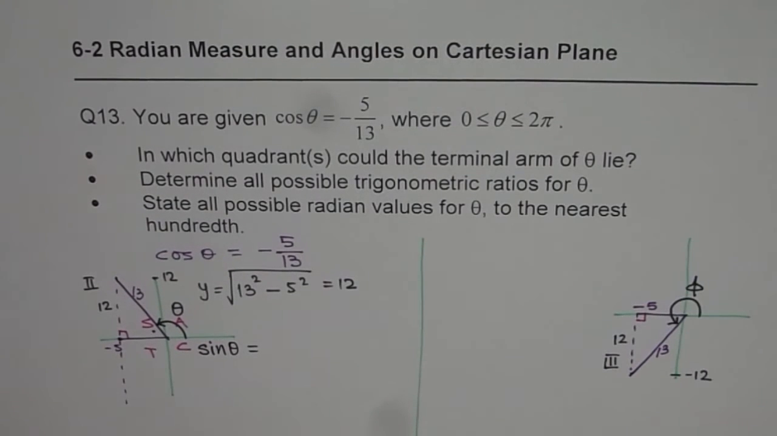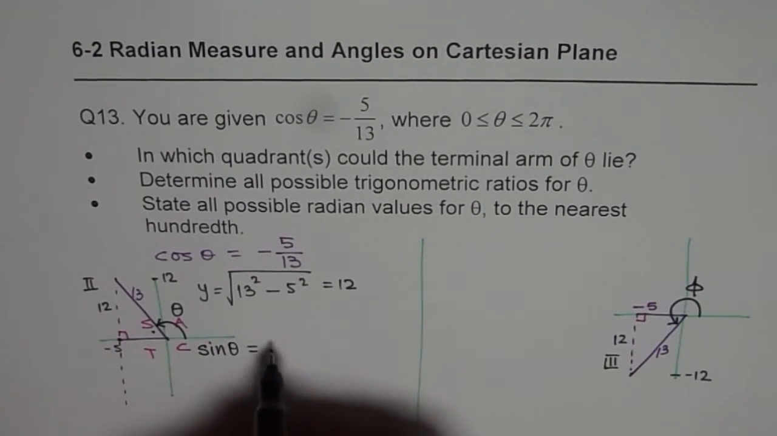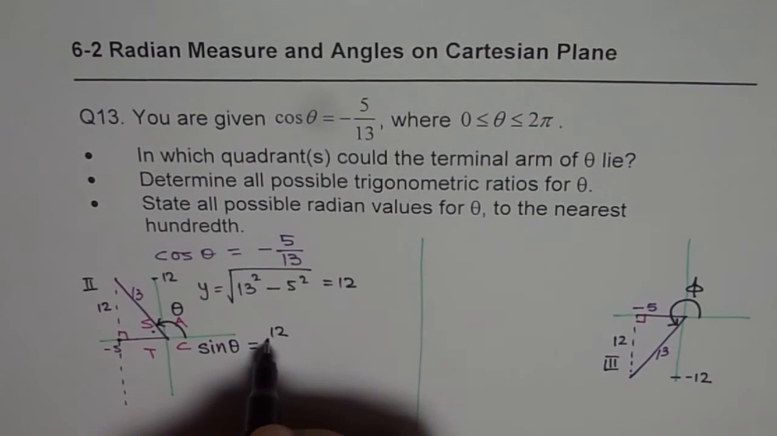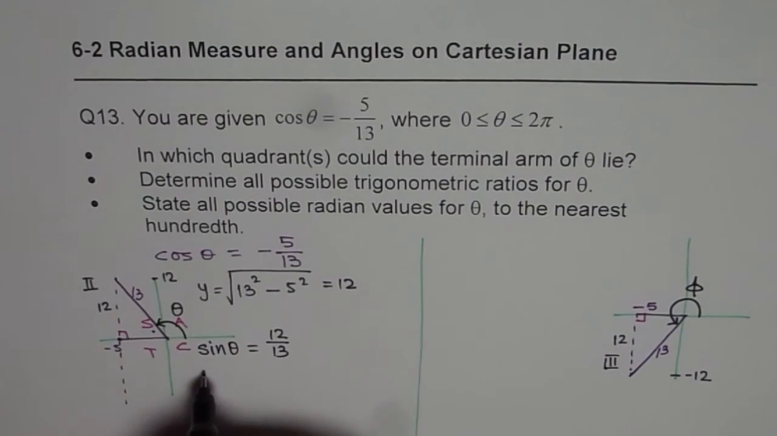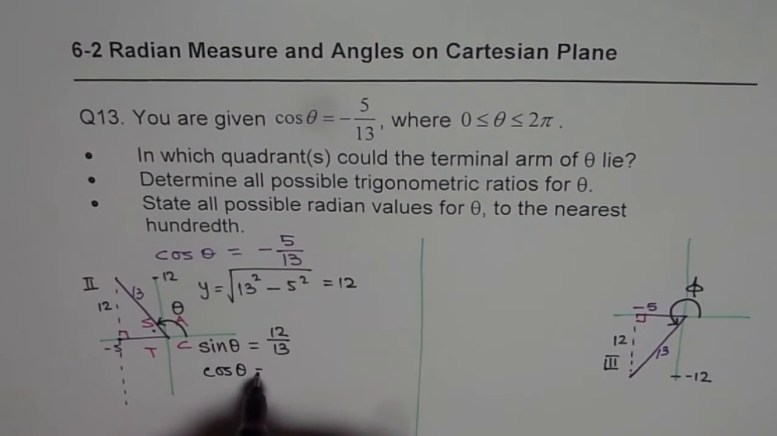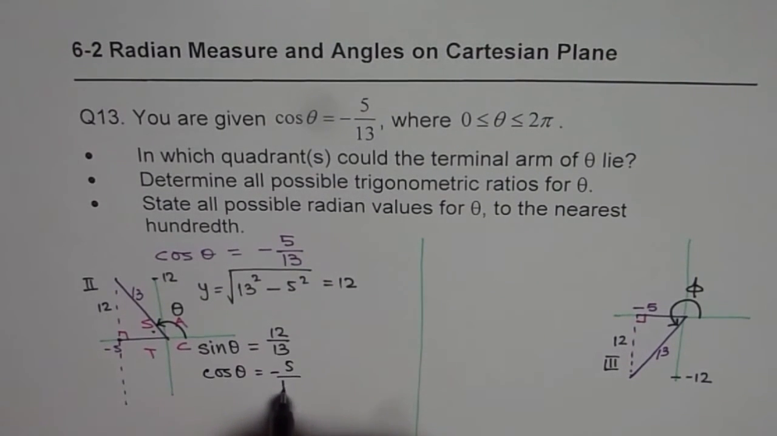So you can look into the acute angle and then answer, right? Opposite to the acute angle is 12. So sine theta will be 12 over 13. Cos theta, let me rewrite it, will be minus 5 over 13.